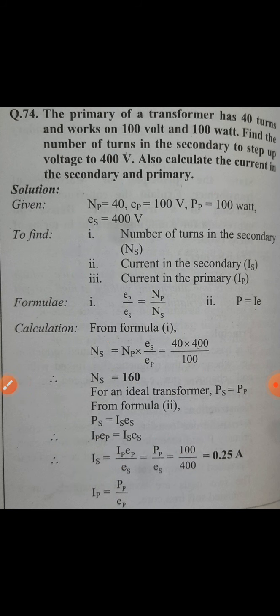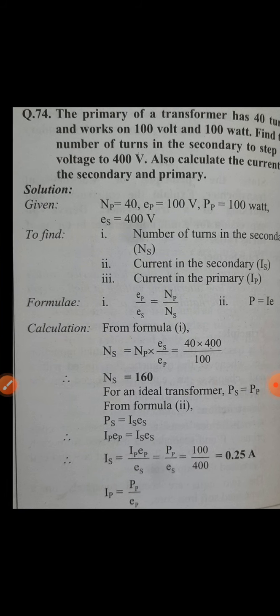Now we have to find out the current in the primary. So IP is equal to PP upon EP. So the next part of the solution is 100 upon 100. 100 will get cancelled and we are getting 1 ampere. So current in the primary is 1 ampere.